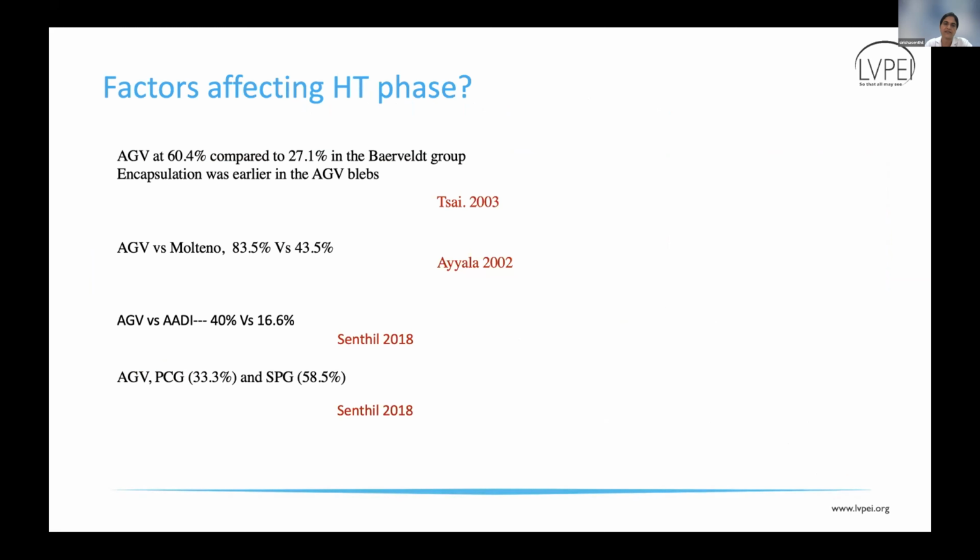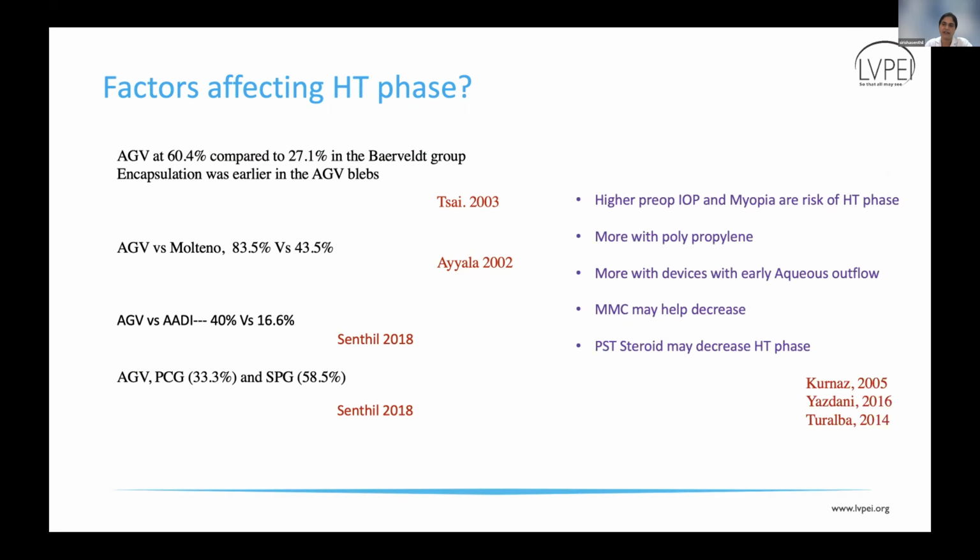What are the factors that affect the hypertensive phase, and what is the incidence of hypertensive phase in a valved versus non-valved implant? So there are certain risk factors that are known: higher preoperative intraocular pressure, prior anti-glaucoma surgery, and myopia are some of the patient-related risk factors, and it is more to do with certain types of material that is used. For example, silicone devices possibly have a little less compared to a polypropylene device. And also it's more common in those devices where there is an early aqueous outflow like that of an AGV compared to a non-valved device.